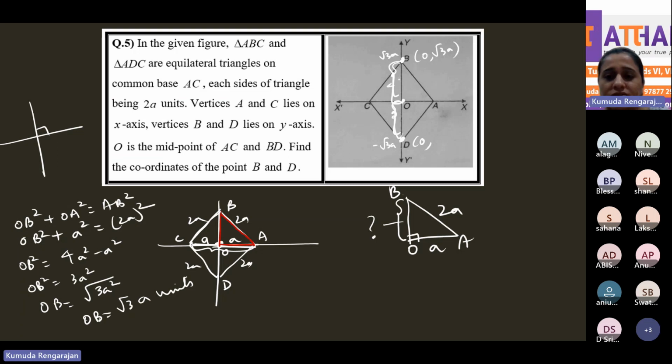See, if I say this one is 4 units, this will be a positive 4, but this one will be a negative 4. So 0, minus root 3 A, because it's the negative side. So the coordinates of the points B and D are 0, root 3 A and 0, minus root 3 A. So what did we do? We just applied Pythagoras theorem. That's it. There is another way of working. I have both the solutions.